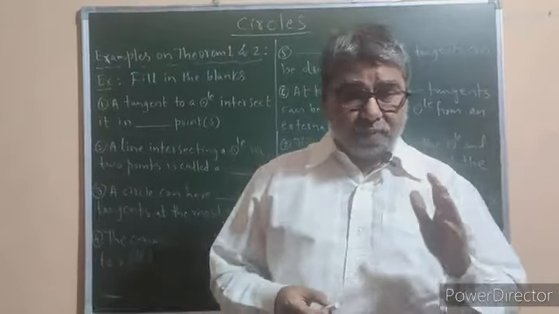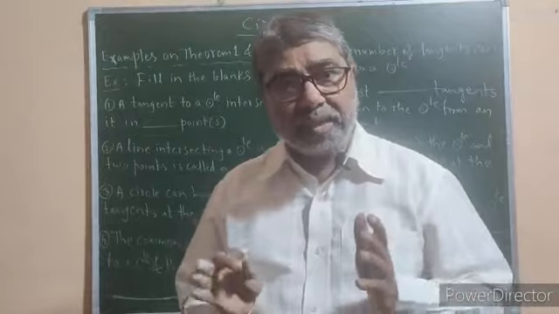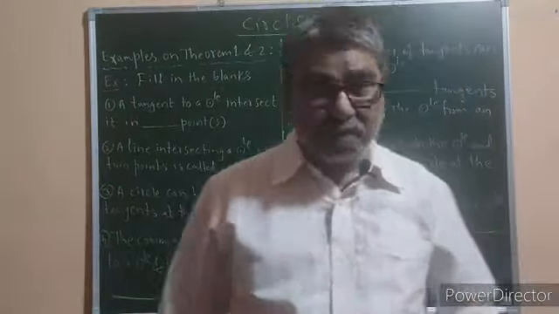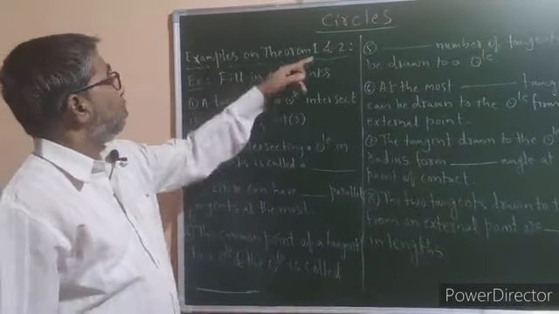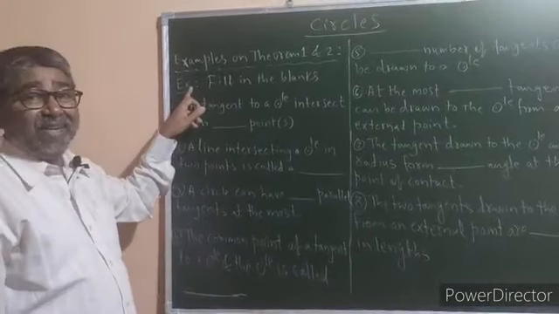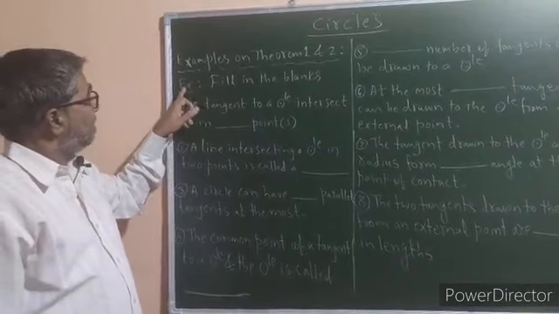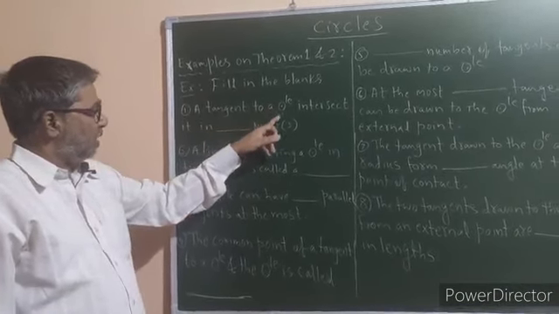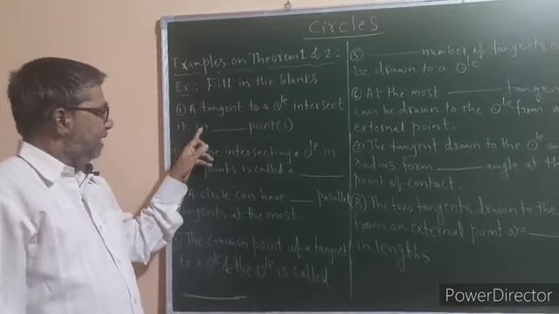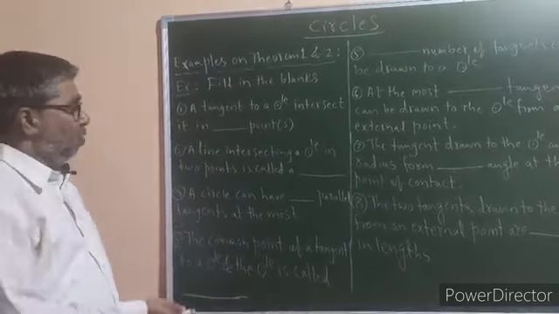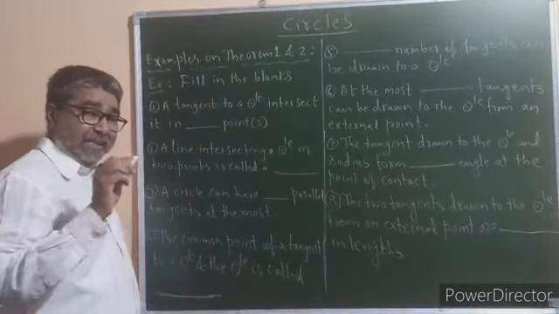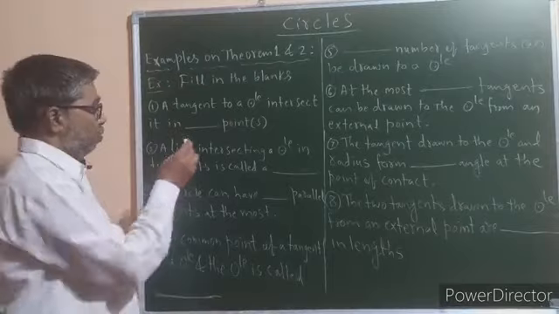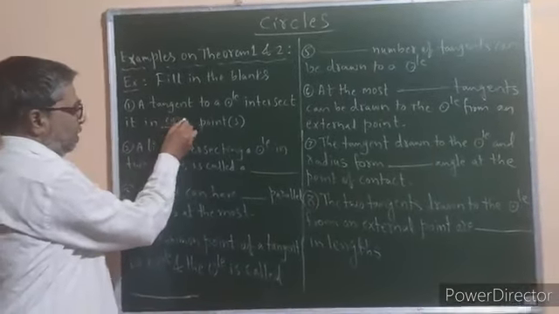So dear students, after studying theorem number 1 and theorem number 2 related to circles, let us solve a few examples, examples on theorem 1 and theorem 2. The first set of examples is fill in the blanks. Number 1: a tangent to a circle intersects it in dash number of points. The tangent intersects the circumference of the circle at one and only one point. So write 1 point.